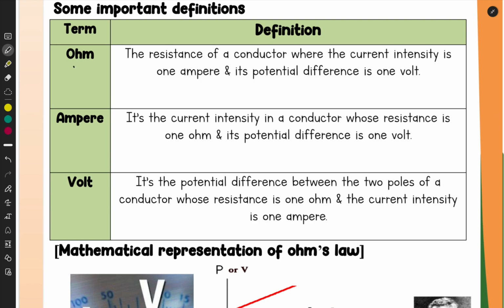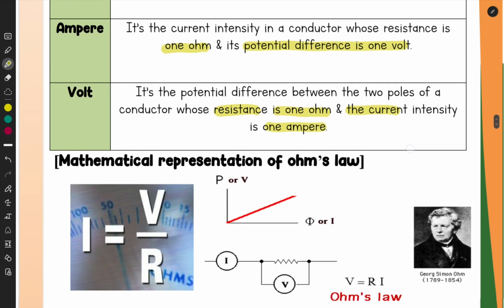We have some terms here. Ohm is the resistance of a conductor where the current intensity is 1 ampere and its potential difference is 1 volt. Ampere is the current intensity in a conductor whose resistance is 1 ohm and its potential difference is 1 volt. Volt is the potential difference between the two poles of a conductor whose resistance is 1 ohm and the current intensity is 1 ampere. So we have here the three definitions.